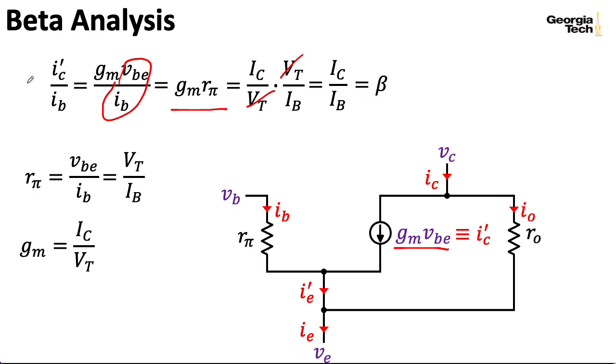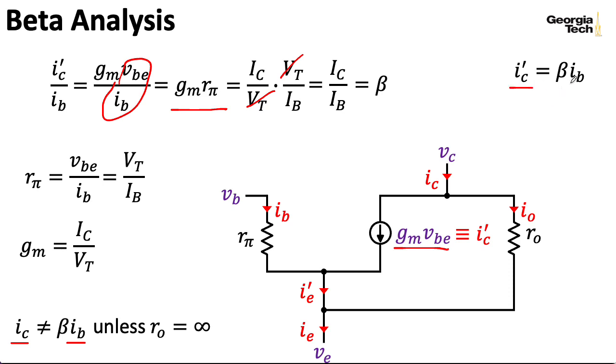So now notice if I multiply both sides of the equation here by IB, I can write IC prime equals beta times IB. So notice that beta relates the bias collector current to the bias base current, also known as the DC collector current to the DC base current. But it does not, in general, relate the small signal collector current to the small signal base current, also known as the AC collector current and the AC base current, although I'm not hugely fond of that particular terminology. It does relate IC prime to IB, so I thought that was kind of interesting.